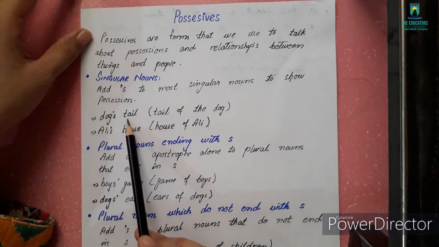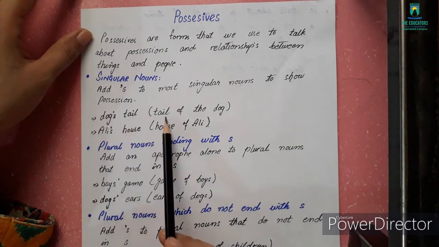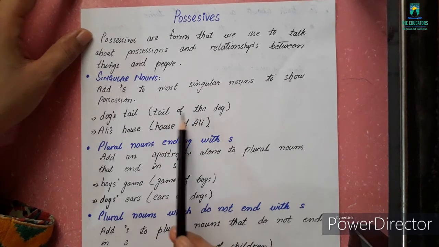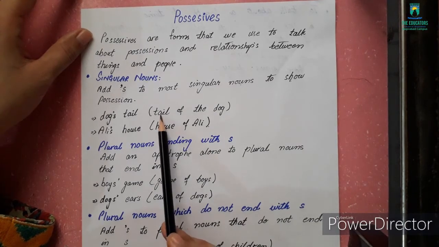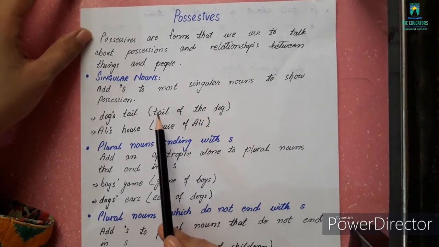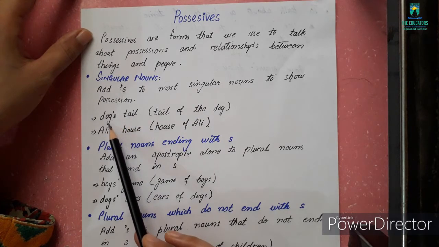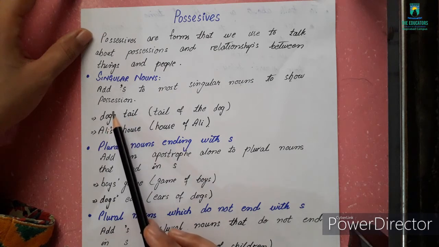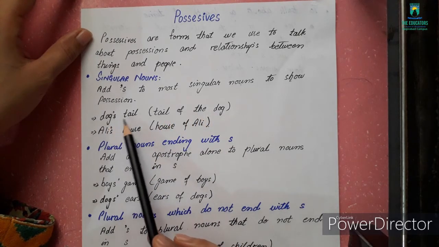Dog's tail. This is the shortest form of saying tail of the dog, so this tail is the possession of the dog. You will write it like this: dog's tail. You can see here, dog is a singular noun, so we just have added apostrophe s for showing the possession. Tail of dog, how will you show? Dog's tail.